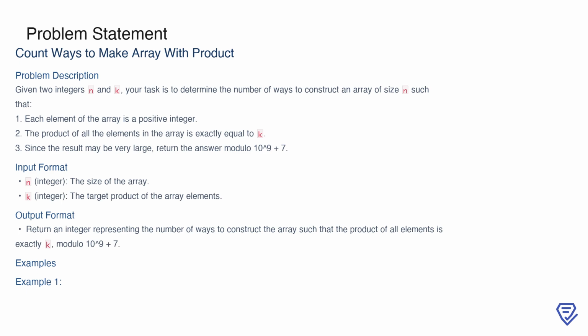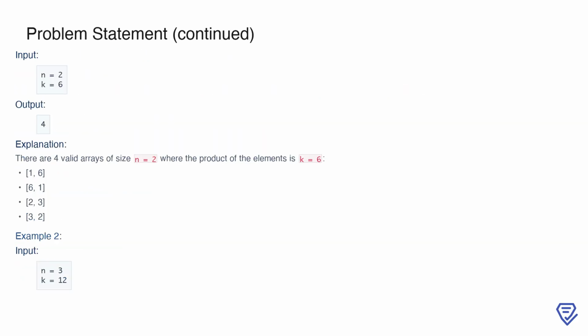The input consists of two integers, n, which represents the size of the array, and k, which is the target product. The output is a single integer representing the number of valid arrays that satisfy the given conditions. This problem challenges us to consider how to compute these combinations efficiently while adhering to the constraints. Let's explore an example to better understand the problem.